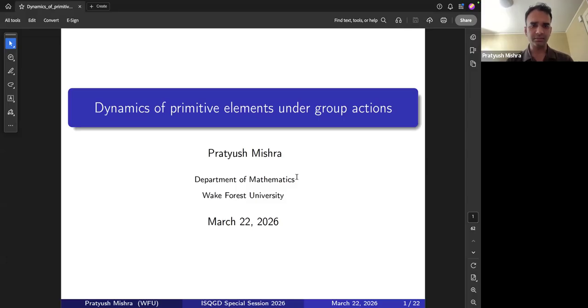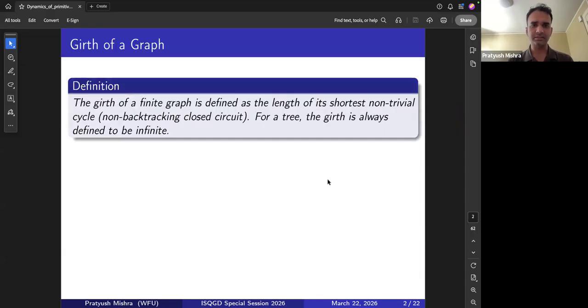So I'll be talking about some dynamics of primitive elements under some group actions. By the way, I'm Pratyush Mishra. I'm a visiting assistant professor in the mathematics department at Wake Forest University in North Carolina. So let me get started. I'll start with some definitions of girth for graphs, and then we talk about some groups, and then we go to some group dynamics.